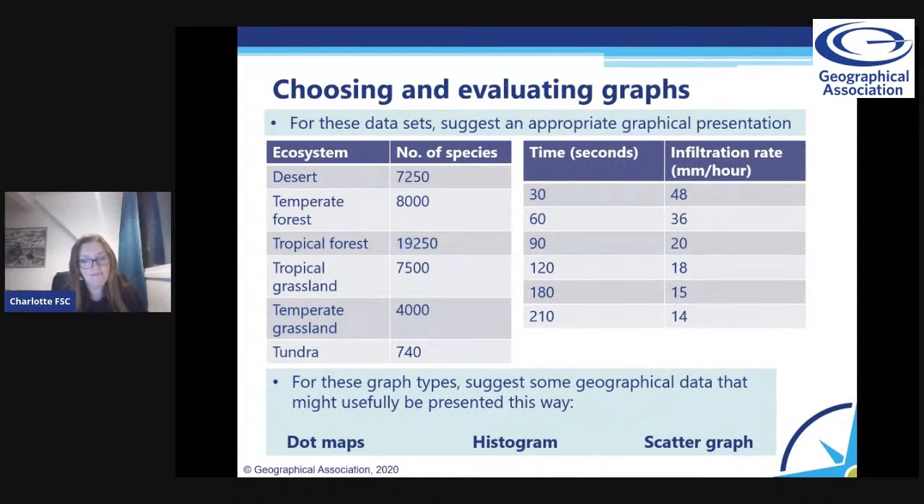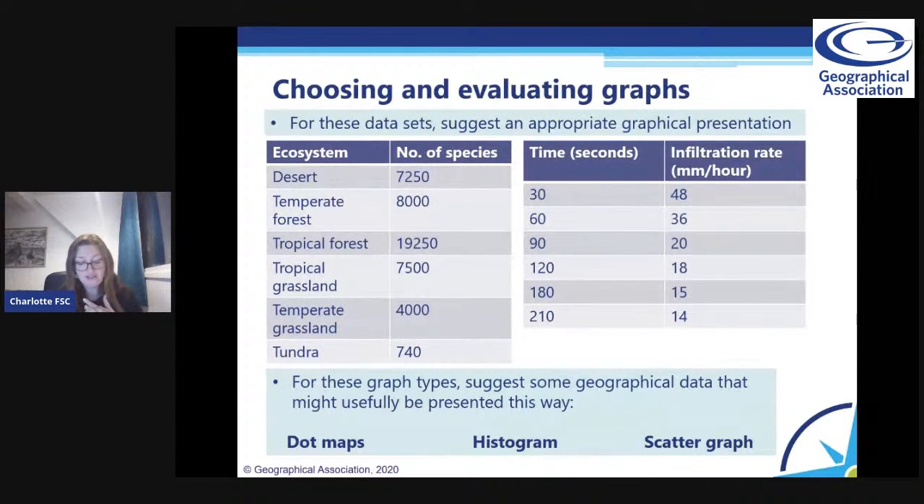A histogram. Here we want to show maybe something like pebble sizes on a beach. So if you've gone to a beach, you've sampled a series of pebbles, we might expect some to be really tiny, some to be really big, and a variation across that in the middle. So a histogram would easily allow us to show the range of those, and it would show us the mean as well.